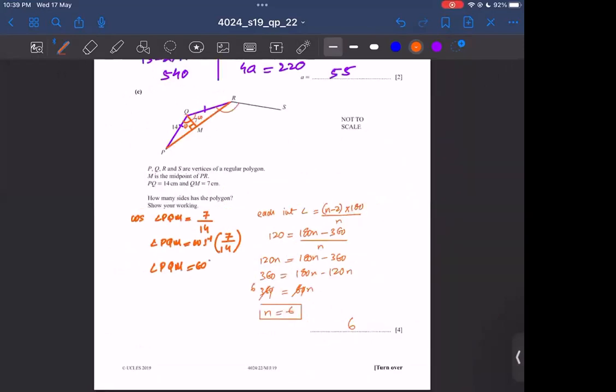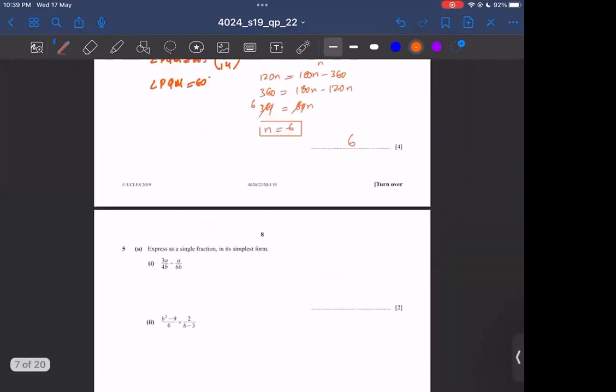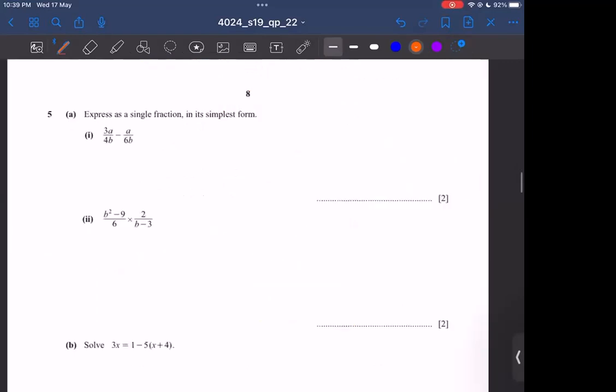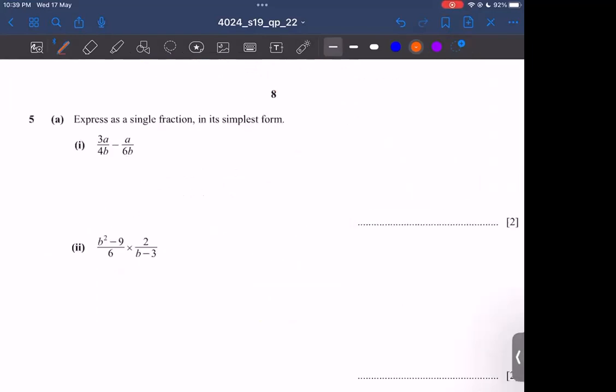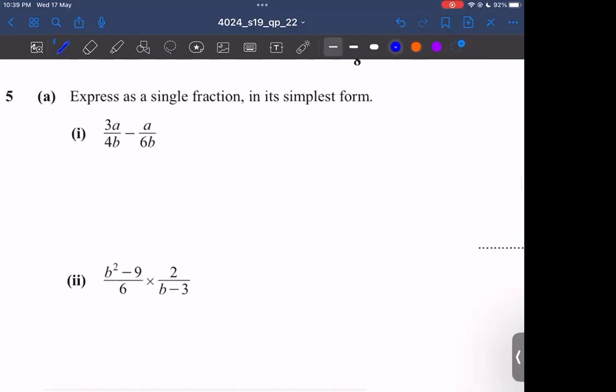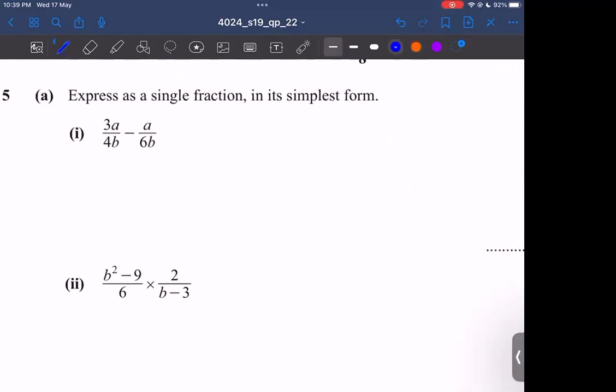Okay. Now we have question number 5. Express as a single fraction in simplest form. In part 1, this is an algebraic question. We need to take the LCM first. What is the LCM of 4b and 6b?